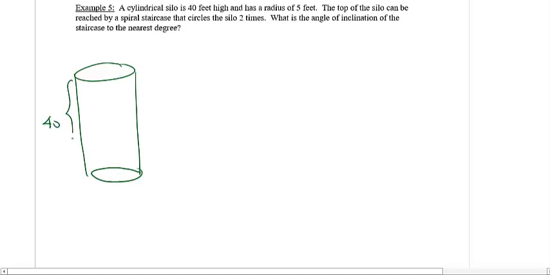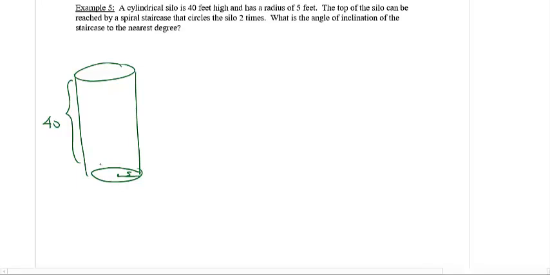A cylindrical silo. I don't know if you even know what that is, but think of it as a big cylinder that's filled with grain or something, okay? It's 40 feet high. That's pretty high. It has a radius of 5 feet, okay? Now the top of the silo can be reached by a spiral staircase that circles the silo 2 times.